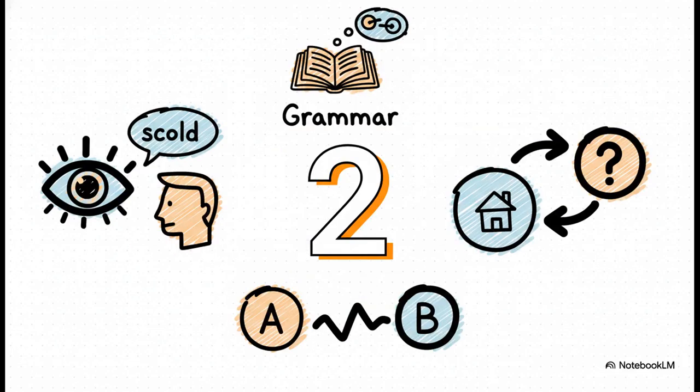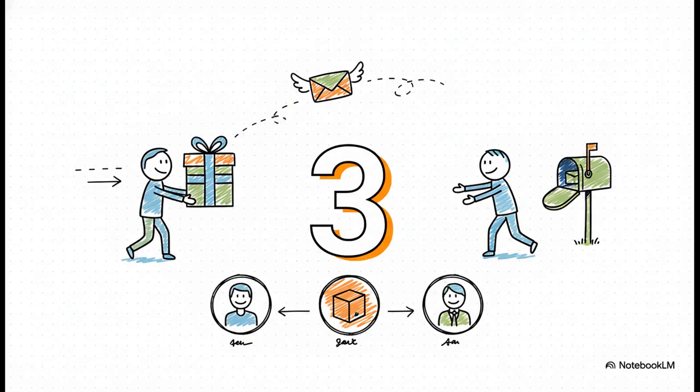Then you've got your two-place predicates. Think about to see, or our original verb, to scold. Their recipe needs two arguments. You need someone doing the seeing, and you need something that is being seen. If I just say, I saw, it feels unfinished, doesn't it? But I saw the movie. That's a complete thought.